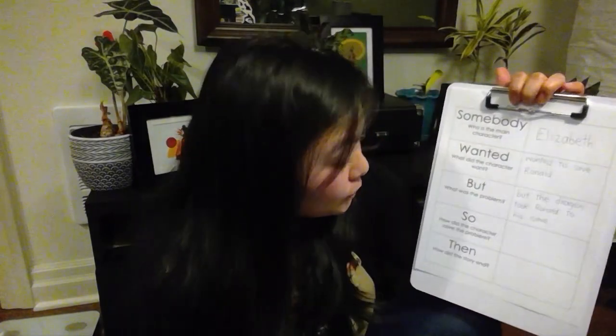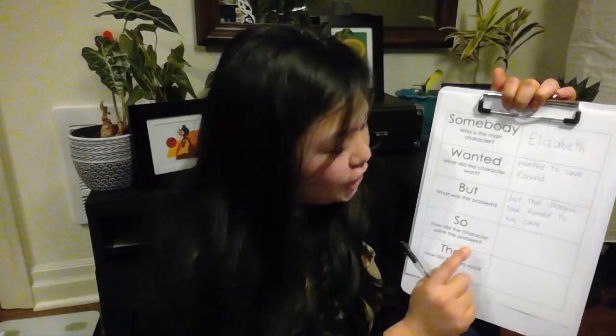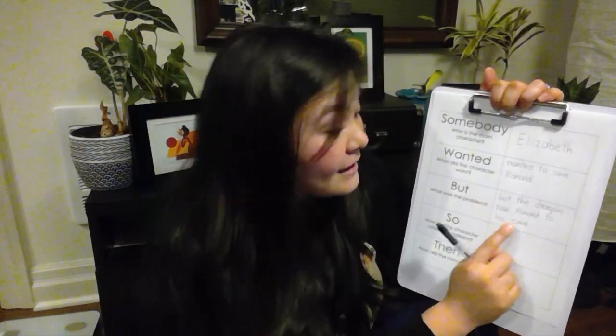So scholars, now it's your turn. Your writing assignment today is you are going to be writing the ending part of this summary about how did the character solve the problem, or how did Elizabeth save Ronald from the dragon, and then how did the story end? You can draw a picture of these two parts, or you can write sentences that match your picture. We can't wait to read what you wrote about the ending of the summary of The Paperback Princess.